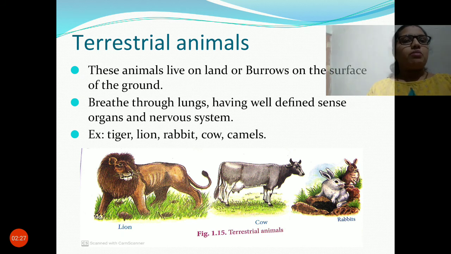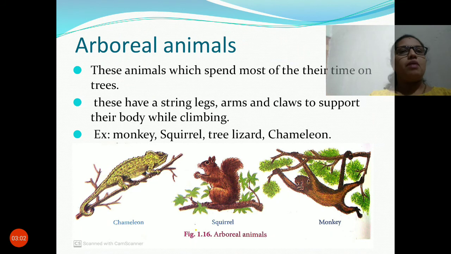Then, what about the breathing? How will they breathe? Like these terrestrial animals, even we are also terrestrial animals. How do we breathe? We breathe through lungs. Same thing, most of the terrestrial animals breathe through lungs. Examples I have shown in the picture: tiger, lion, rabbit, cow, camel. Whichever animals live on the land are called terrestrial animals. Understood? Okay.